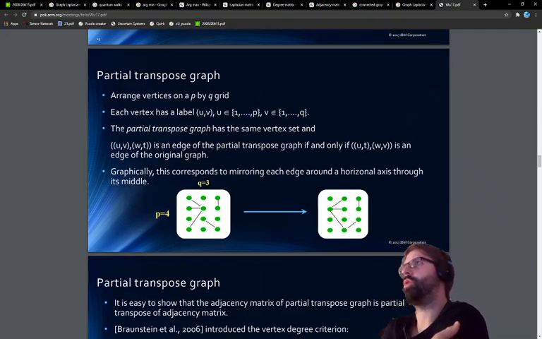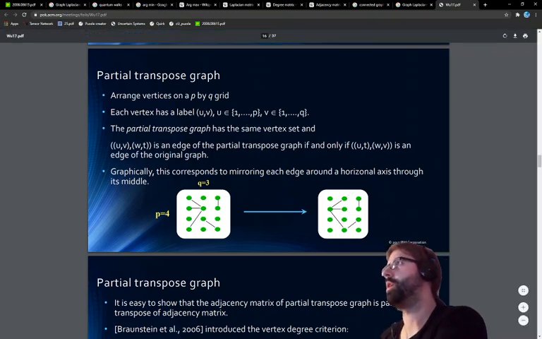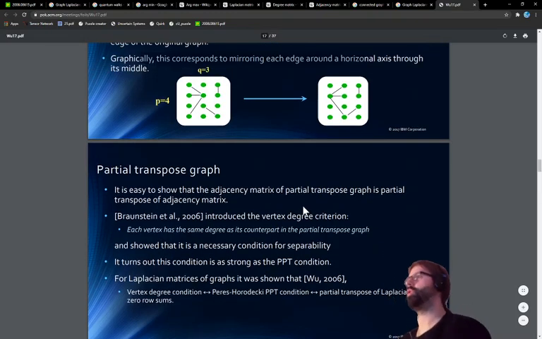Partial transpose graph. Arrange vertices on a P by Q grid. Each vertex has a label UV. The partial transpose graph has the same vertex set, and there is an edge of the partial transpose graph if and only if... Okay, but what does? It is easy to show that the adjacency matrix of the partial transpose graph is the partial transpose of the adjacency matrix.